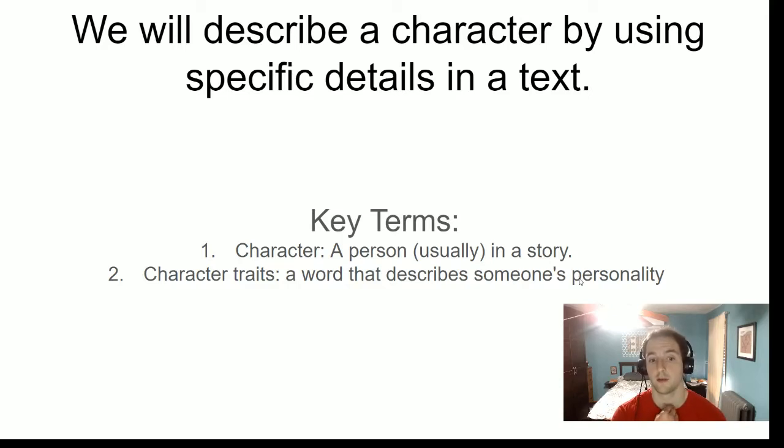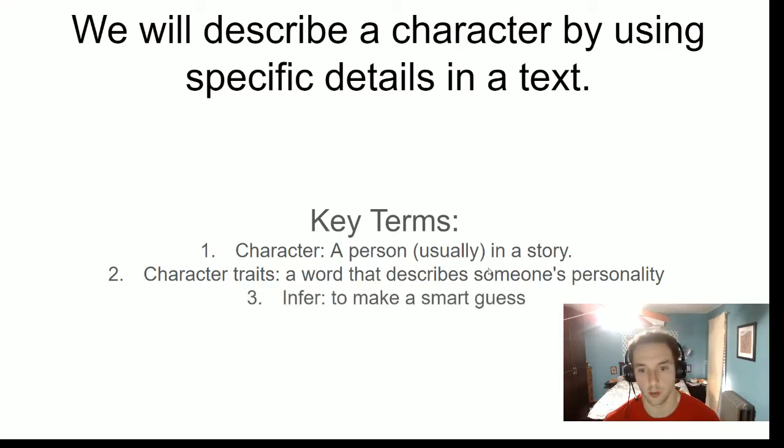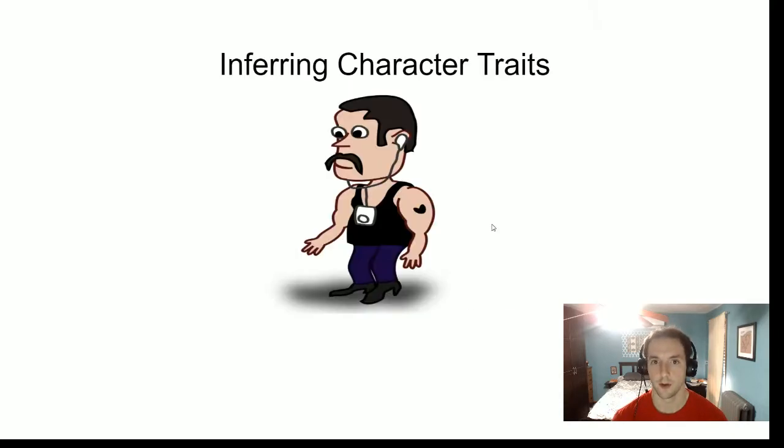A lot of times students get character traits and character feelings mixed up. A feeling is something that someone feels for a short amount of time. It's not something that they're feeling often. A character trait is a word that describes someone's personality, something that they're usually like. And then last, what we're going to be doing today is the word infer, which means to make a smart guess. Also usually using what you already know, your schema and a text, but sometimes you're inferring without those things. And so that's what infer means.